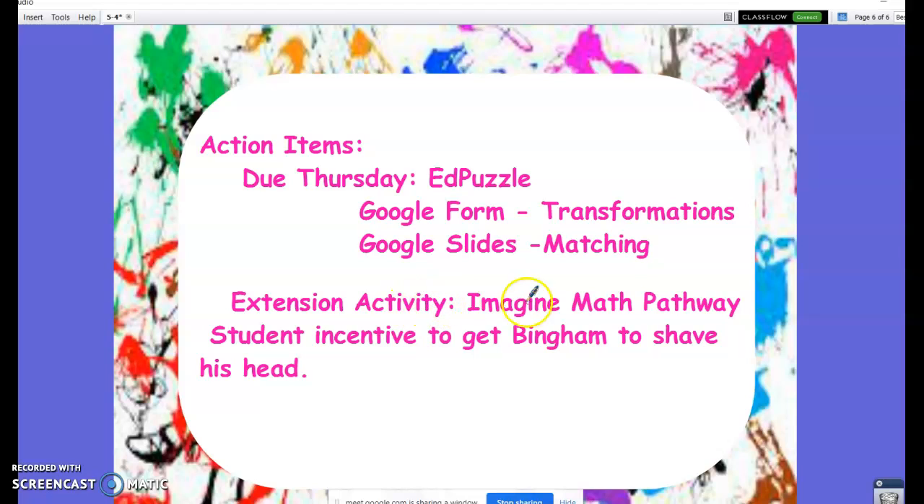The extension activity is the Imagine Math pathway. And the reason that I created that for you guys is so that you could help with the student incentive to get Mr. Bingham to shave his head. So if you're interested in Mr. Bingham shaving his head on like Facebook Live or something like that, then get on Imagine Math. If not, it's just extra, so it won't be a grade unless you need it to help you pass. So I hope this is helpful.